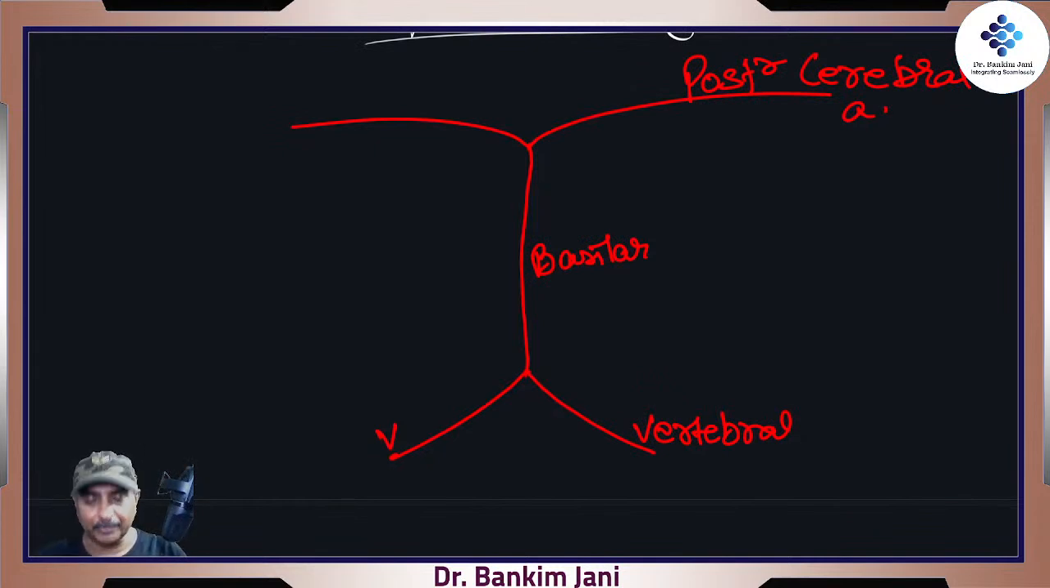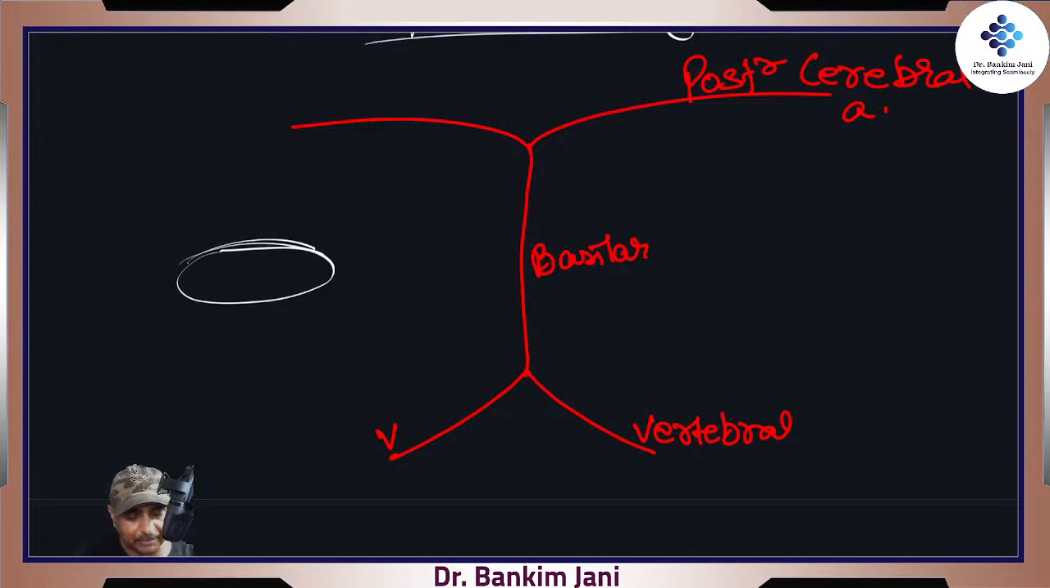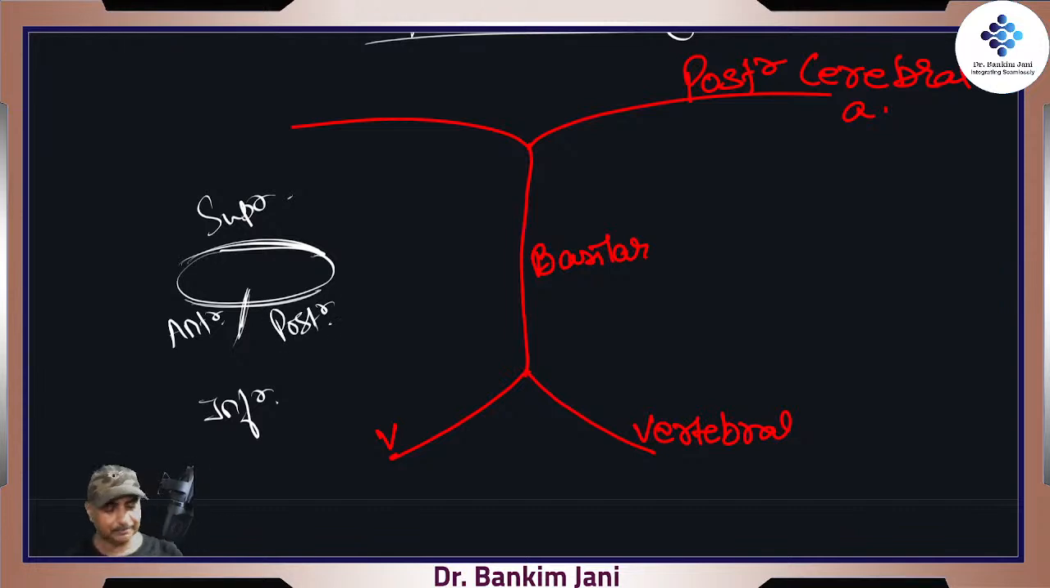The cerebellum, very nicely. Think of it like this. This is the cerebellum. It has got the superior surface and the inferior surface. The inferior surface is divided into two parts. So this is the superior surface and this one is the inferior surface. This is the anterior part of the inferior surface. This one is the posterior part of the inferior surface.